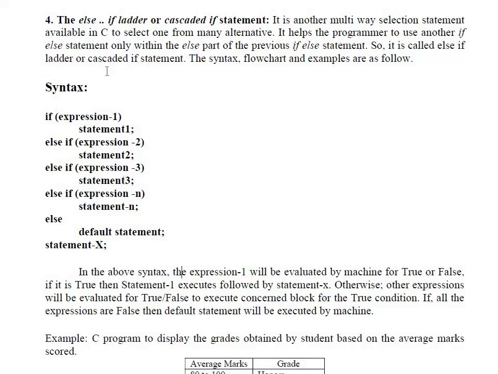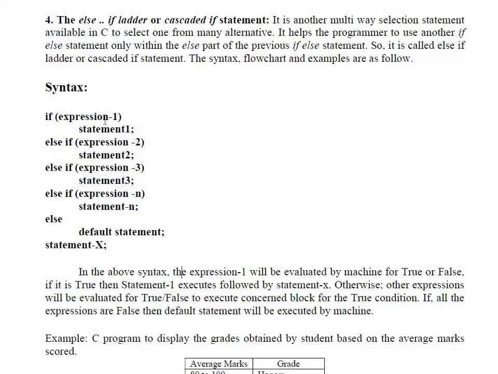The syntax of this one is as follows. If the given condition 1 is true, then statement 1 works. Assume that the first one is true, then statement 1 works. Afterwards it will not check any remaining conditions, directly statement X. Assume that if the first one is false, then only the machine will check the second condition for true or false. Assume that the first one is false, the second is true, then statement 2 works, followed by statement X. Assume that the first one is also false, the second one is also false, then the third one will be checked by the computer. If it is true, then statement 3 works.